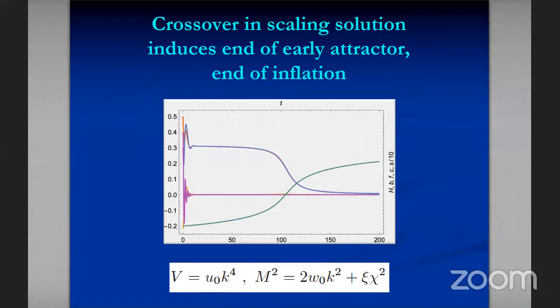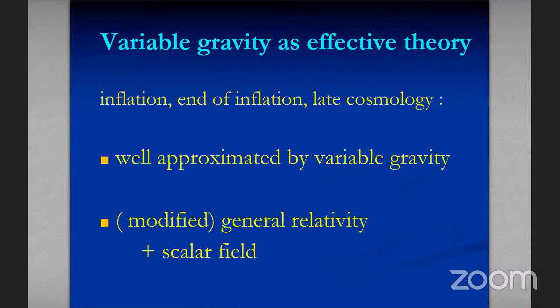Okay, so we have this crossover, and that already explains why this is the general feature. Next slide, variable gravity as effective theory. The whole inflation, end of inflation and late cosmology is actually approximated quite well by an effective low energy theory, for which the gauge field fluctuations decouple because they are massive, and one is just left with variable gravity, a theory where the important ingredient is that the Planck mass depends on the scalar field, and for large values of the scalar field, the Planck mass is just proportional to the scalar field.